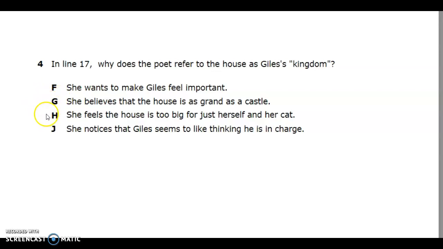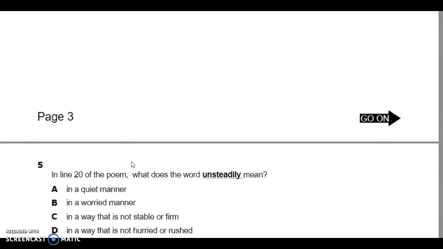H, she feels the house is too big for her, just herself and her cat. Again, we're not focusing on the house, so we know H cannot be our answer. And J, she notices that Giles seems to like thinking he is in charge. Our poem here isn't really telling us that, and line 17 is definitely not referring to him being in charge, so J is not our answer. So here we would circle F as our best answer choice.